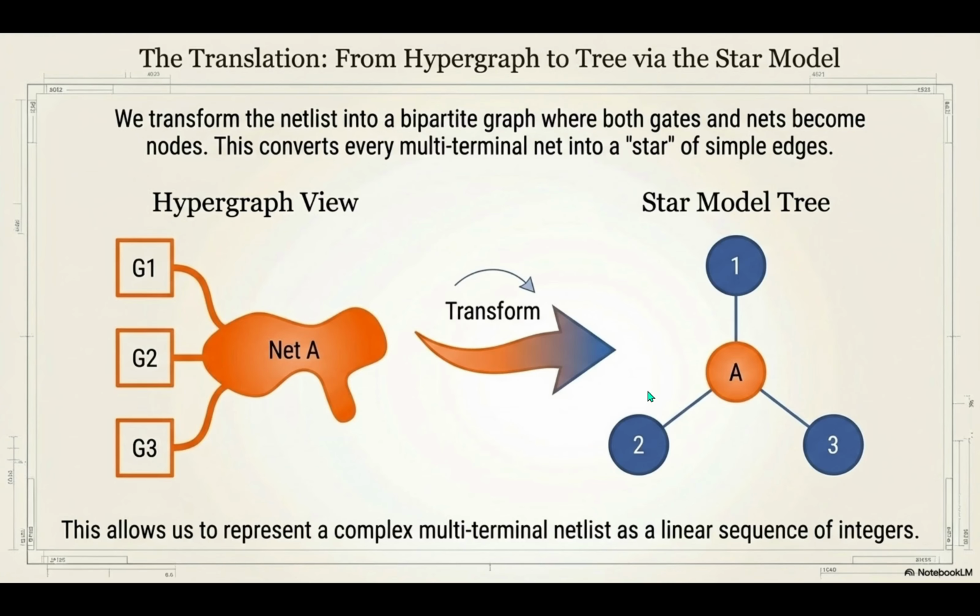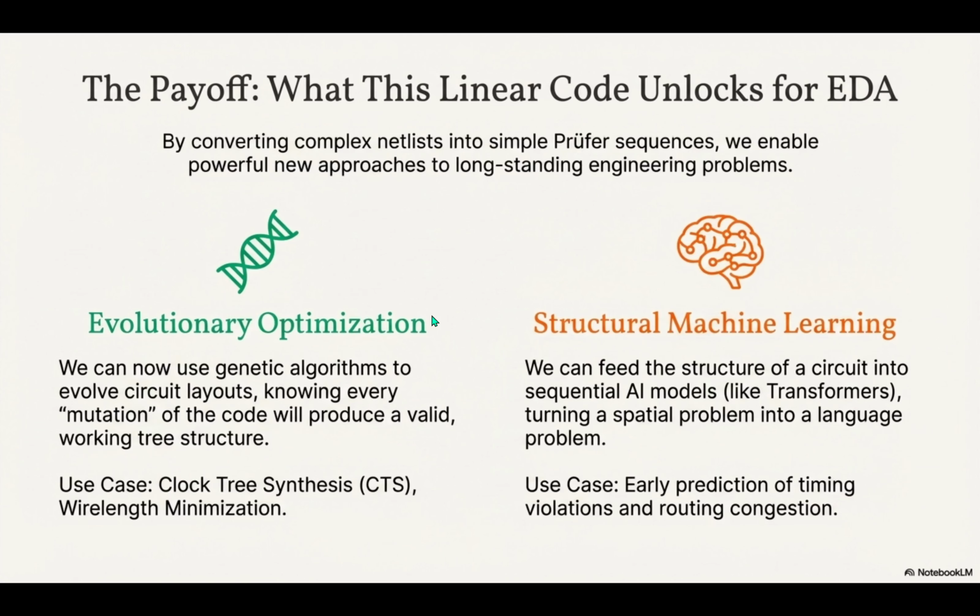Okay, so that brings us to the payoff. We've got the code. What does it unlock for engineers in EDA? You mentioned two big areas. Right. Evolutionary optimization and structural machine learning. Let's start with optimization, genetic algorithms. Exactly. We use these algorithms to evolve better chip layouts.